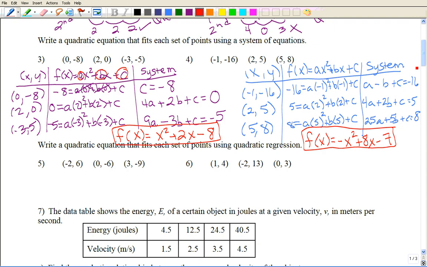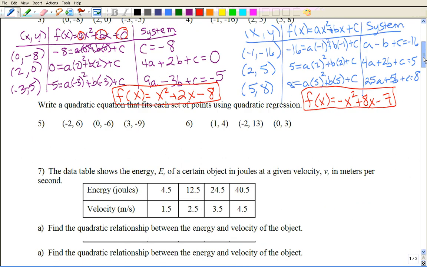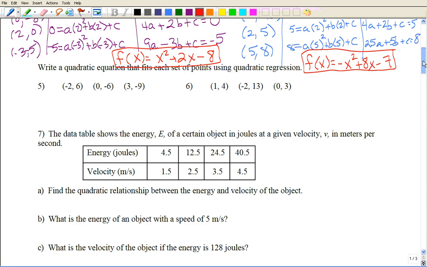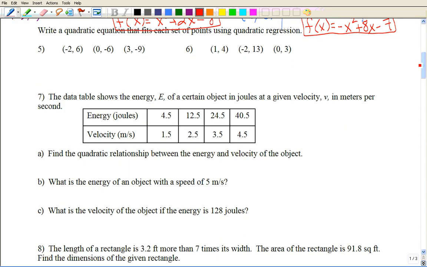Okay, for the next part, write a quadratic equation that fits each set of points using quadratic regression. So this is a lot like linear regression, which we've done in the calculator before. So we'll have the points negative 2, 6, 0, negative 6, and 3, negative 9. So let's go ahead and switch back over to the calculator.